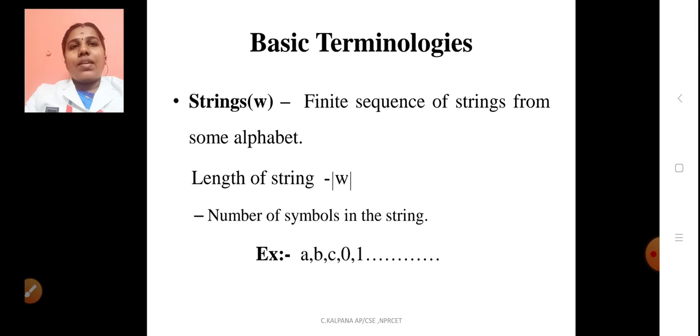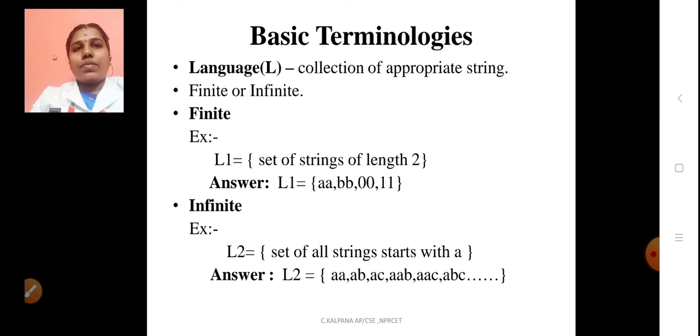And the next one is string. It is a finite sequence of symbols from the alphabet. Length can be represented as modulus of W, |W|. It is based on the number of characters present in the string. It may be alphabets or any numbers.